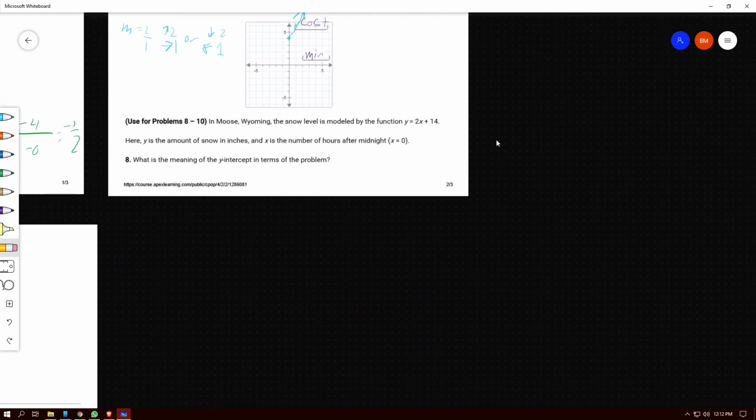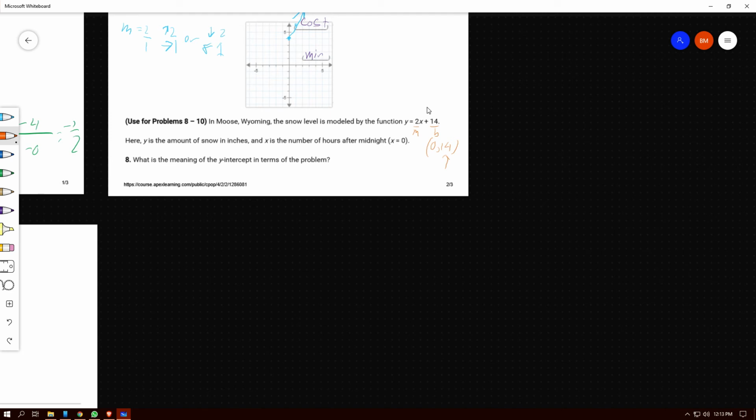All right, so in Moose, Wyoming, so Wyoming, Idaho, we're kind of hanging out there. The snow level is modeled by the function y equals 2x plus 14, right? So if I'm not reading the rest of the problem, I'm looking at this. I know that this 2 is my slope, and I know this 14 is my b. So I have a y-intercept of (0, 14). I have a starting point of 14, and I have a slope of 2. Now I don't know what those represent yet, but I know exactly from the slope-intercept equation what those two things are. All right, so y is the amount of snow in inches, and x is the number of hours after midnight.